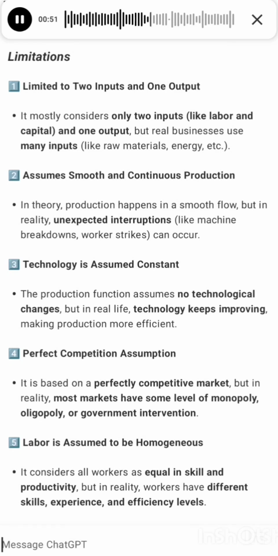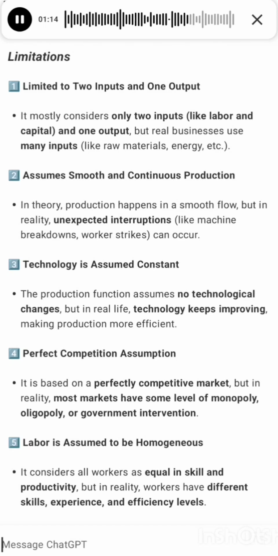4. Perfect competition assumption. It is based on a perfectly competitive market, but in reality, most markets have some level of monopoly, oligopoly, or government intervention. 5. Labor is assumed to be homogeneous. It considers all workers as equal in skill and productivity, but in reality, workers have different skills, experience, and efficiency levels.